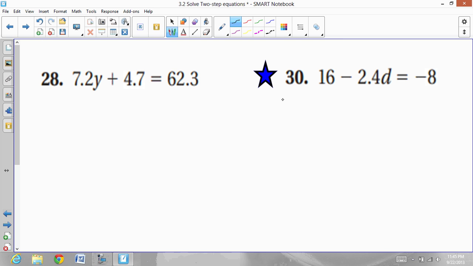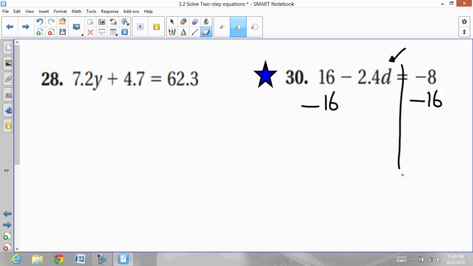Let's focus on question number 30. 16 minus 2.4d equals negative 8. Now remember, this is what you need to isolate, which means this is the enemy side. From the enemy side, you need to extract d to safety. If you look at the d, it's being so closely watched by negative 2.4. So let's come to this last. On the other hand, you got positive 16. So let's go in with the negative 16 to get rid of this first. Negative 16 on this side and negative 16 on this side.